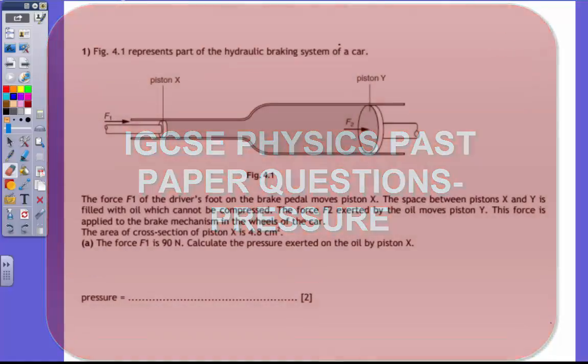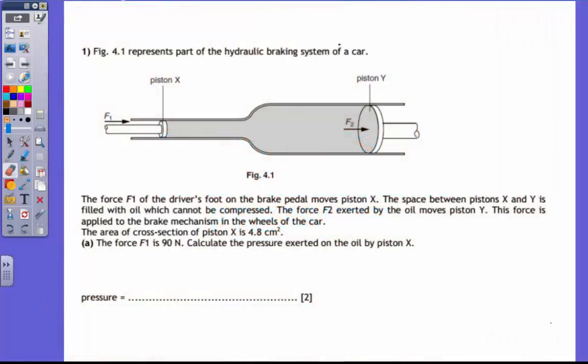From IGCSE past paper questions. This is the first question we're going to start to solve.